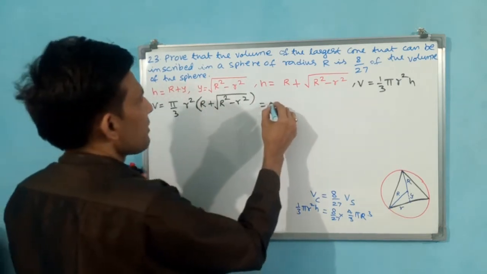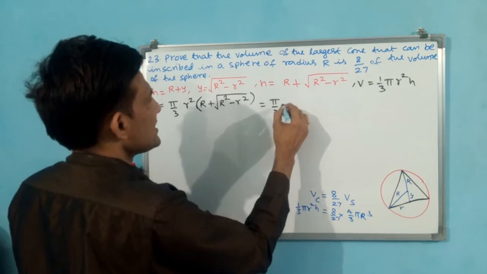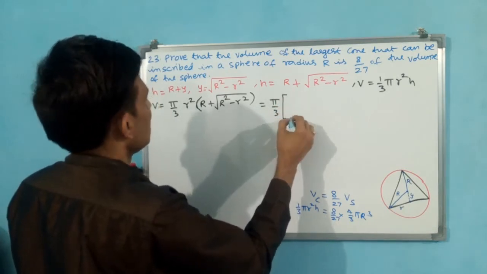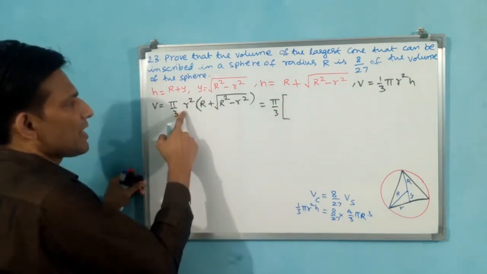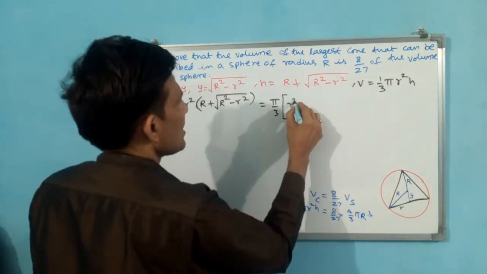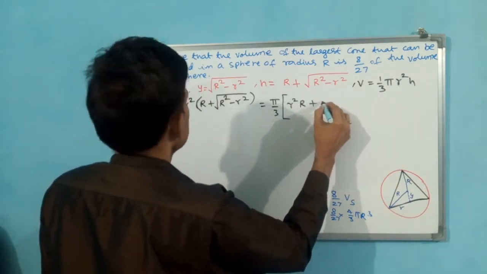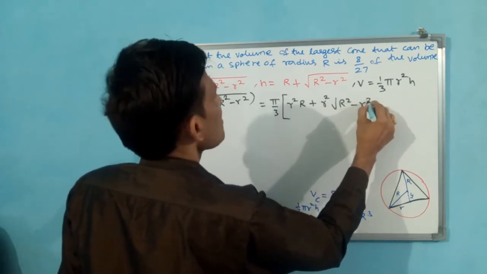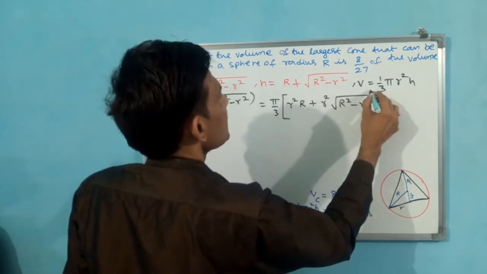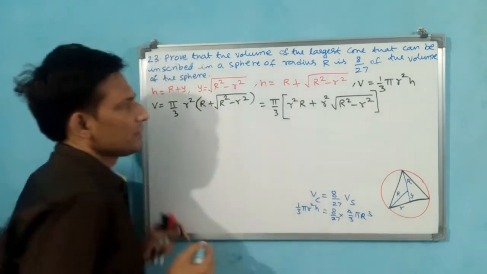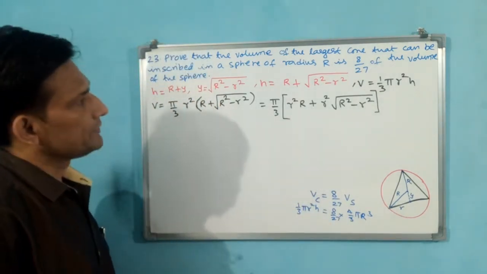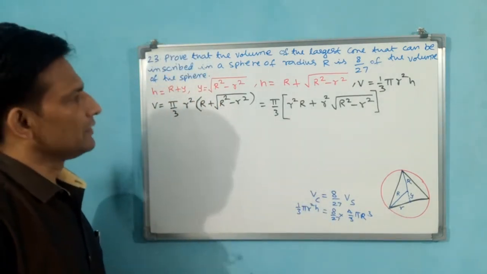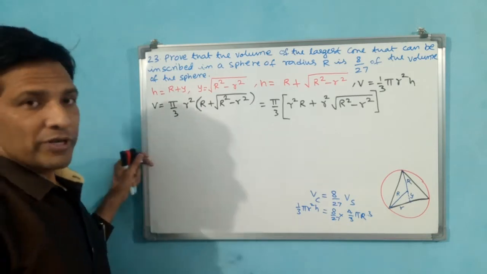See, again I am taking pi by 3 as common. Pi by 3 I have taken common, but r square I am sending inside. You see, r square into r plus r square minus r square under root. Is it okay? Okay. Now you see, we are doing derivation.